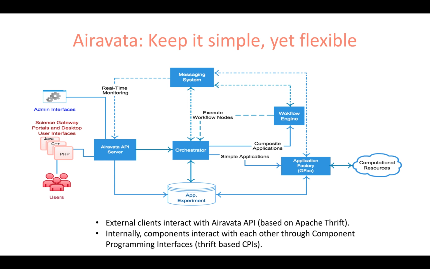And finally, at the bottom, we have the application experiment catalog. So we call this the registry component within Aravatha, and this has lots of different subcomponents, but in a sense, essentially it stores all of the metadata about computing resources, applications, experiments that people have performed, and so forth, and makes them persistent, makes them searchable, and makes them accessible to other components.